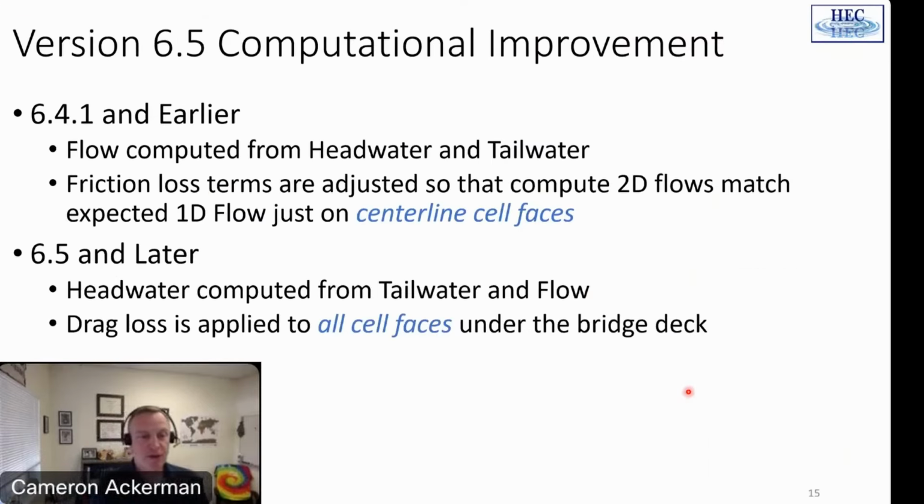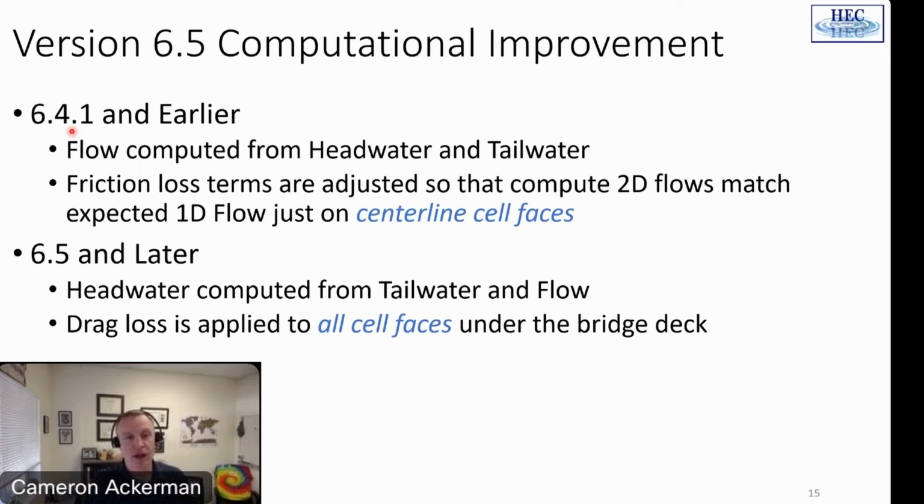So this is an improvement that we made in 6.5, where we're using the bridge curves to compute a headwater based on a tailwater and flow. And we're applying this drag loss to all the cell faces under the bridge deck. So that has been occurring in version 6.5 and later. In previous versions, in 6.4, we did it a little bit differently. We used the same curves, but rather than computing the headwater, we were computing the flow given the headwater and tailwater that the 2D engine came back with. And then in order to match that headwater and tailwater, we were adjusting the flow using Manning's equation for only the cell faces that were directly under the bridge deck. And so that's why you'll see some of the examples where we had larger cells, where in this other one, we could use smaller cells because we're applying the head loss drag factor to multiple cells through the bridge deck.